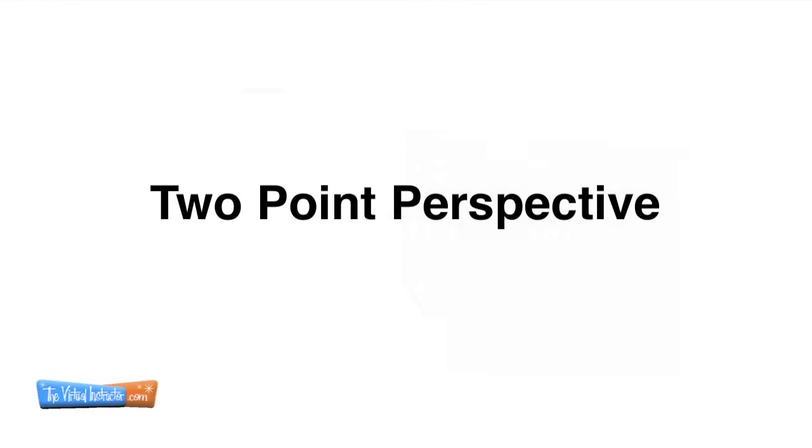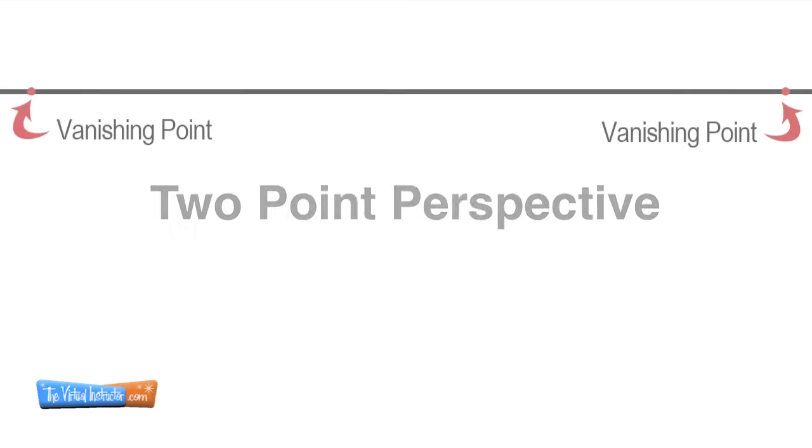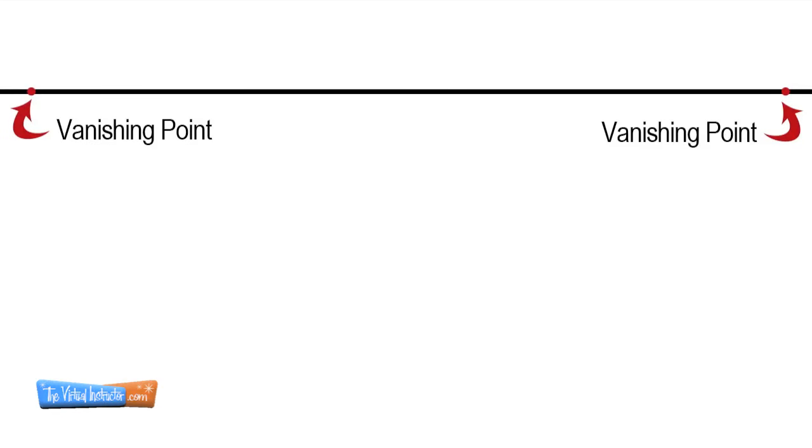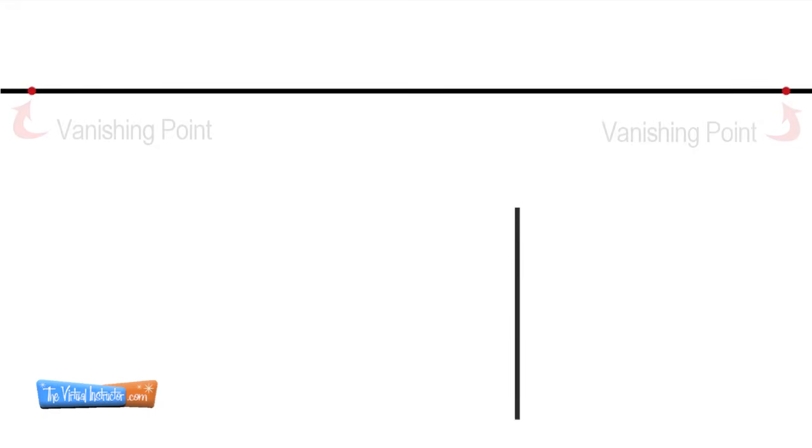A second type of linear perspective is two-point perspective. Two-point perspective also begins by establishing a horizon line. In this case, two vanishing points are placed on the horizon line. Next, a corner is drawn in between the two vanishing points. This corner represents the corner of the cube.